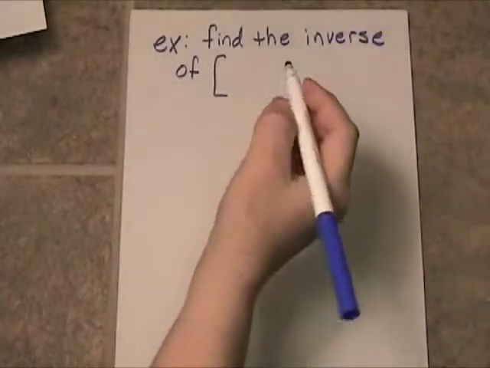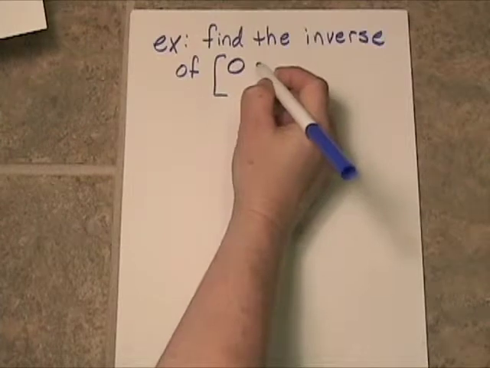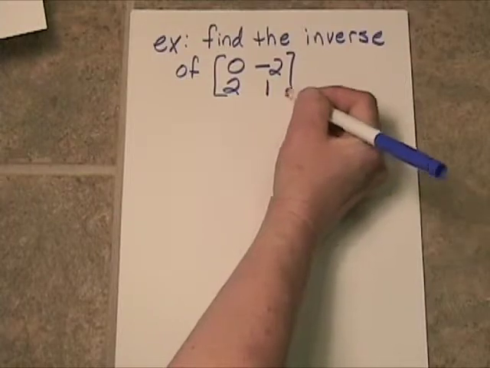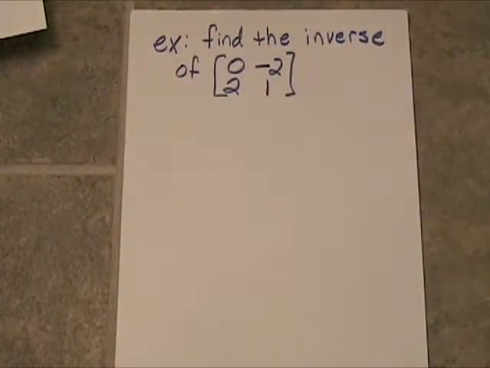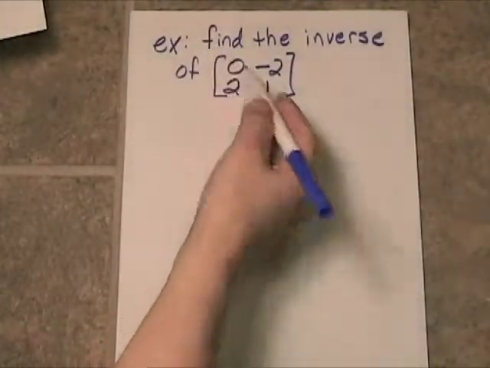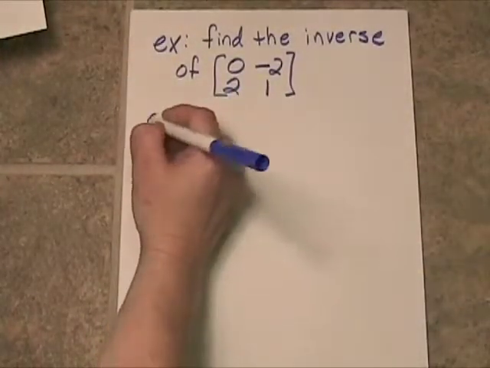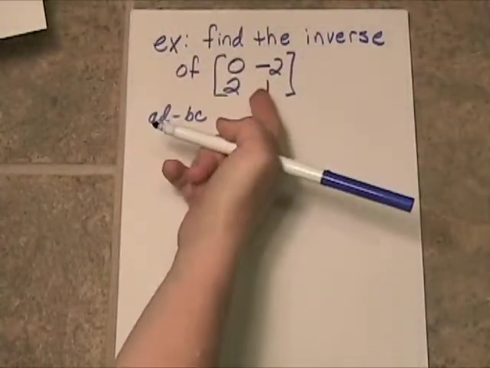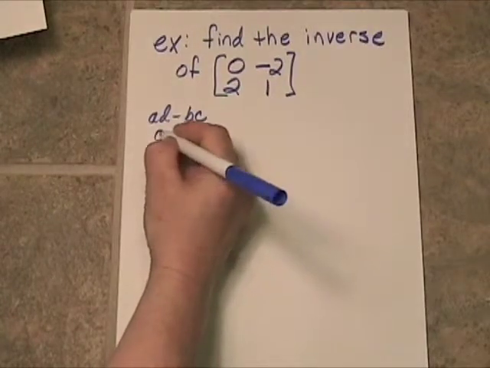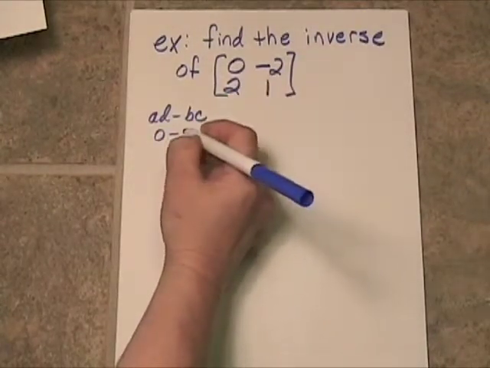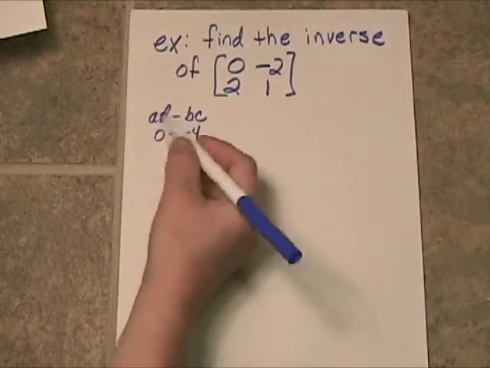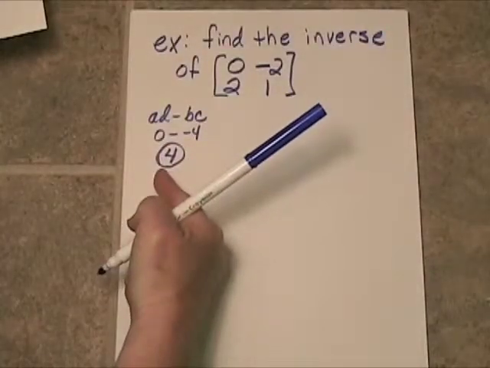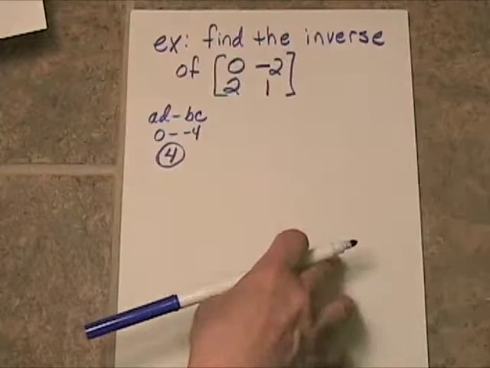Here's an example. Find the inverse of this matrix. Okay, this is not just a simple size change. All right, let's see what we're looking at. The determinant on this one is going to be, all right, let's see, AD minus BC. The determinant will be 0 times 1, which is 0, minus 2 times negative 2, which is negative 4. So the determinant, 0 minus negative 4, is positive 4. All right, so our determinant is going to be 4. It's not 0, so we can find an inverse here.